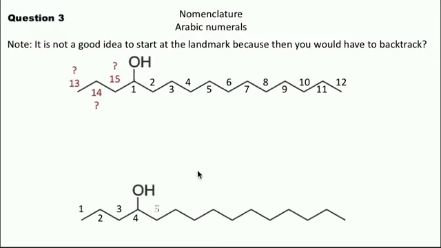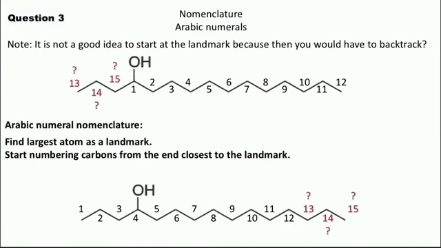So I say to someone, you see the mountain over there? There's a little hill next to it. That's where you start. So the number 1 rule, Arabic numeral nomenclature: find the largest atom as a landmark, go to the end of the carbon chain that's closest to the landmark and start numbering there. And I'm hoping you're saying this is too simple, and I'm okay with that.